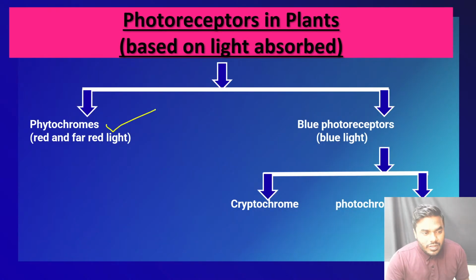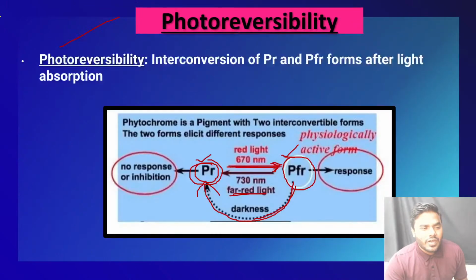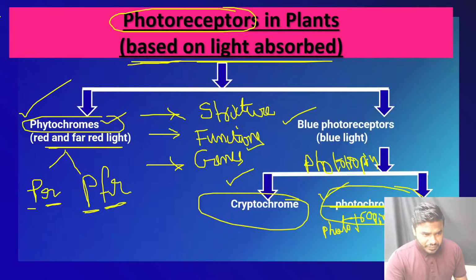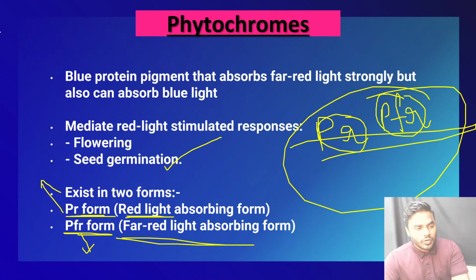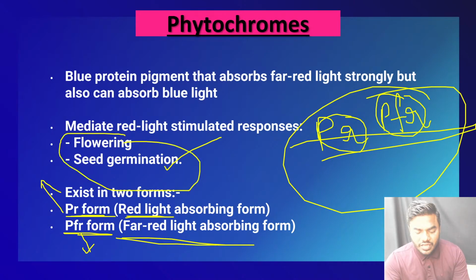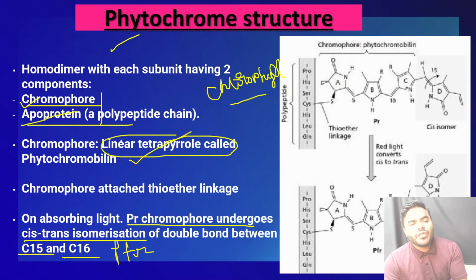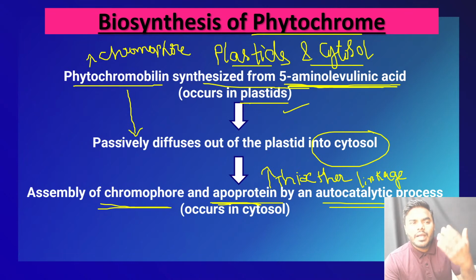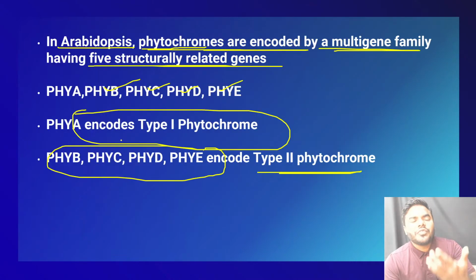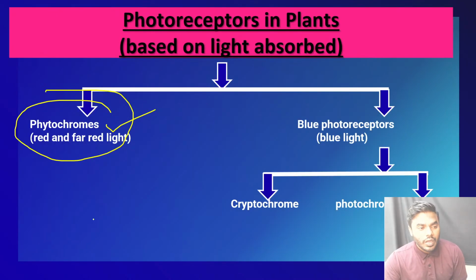So friends, that is about the first type of pigment or photoreceptor, phytochrome. Whenever you are reading phytochrome, what do you have to understand? First, why the phytochrome is required for the plant body, which means its function. Then how many types of phytochrome exist, at what wavelength it exhibits the PR form, at what wavelength it exhibits the PFR form. Then most importantly, the structure of phytochrome, the functions, the biosynthesis, and finally the genes coding for phytochrome. Only these concepts I want you to remember.